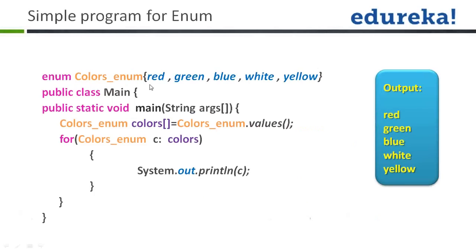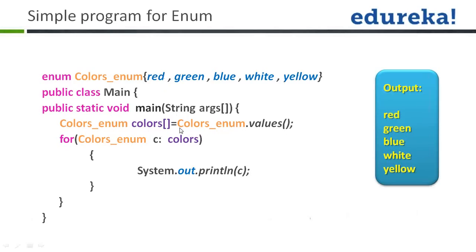Now, a simple program for an enum. You mention the enum name, and in the brackets you write red, green, blue, white, yellow. As it was given, you can define it outside your class. You come to the class main. Within that main, you've got your main method. Now you want to use this enum. So what you did, you made an object: colors underscore enum, color array. You mention an array because all those values will come directly to this array. So write colors array equals colors underscore enum dot values.